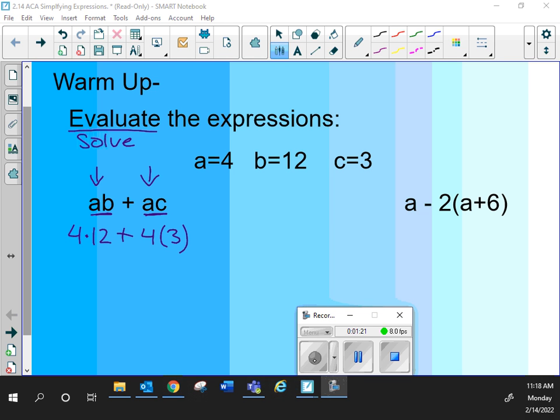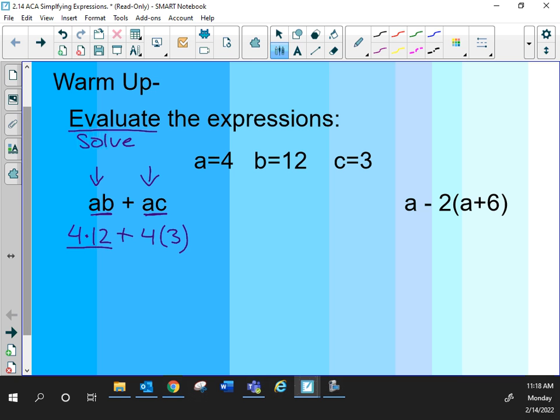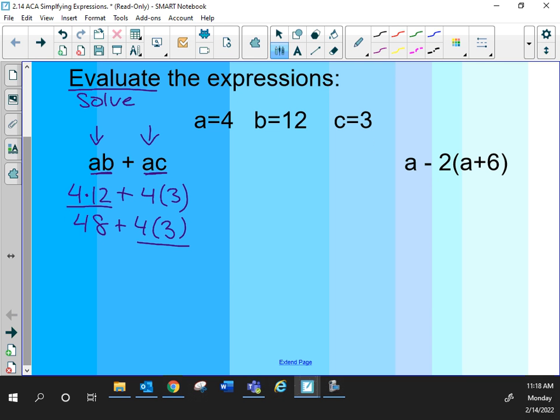All right, order of operations is always there. We just forget it sometimes. So in this first problem, what do I do first? Multiply. 4 times 12 is 48, plus 4 times 3. Am I done with my multiplication? No. So I need to do 4 times 3, which is 12, and 48 plus 12 is equal to 60. I think there were some math errors on that. Maybe people do get in their head when they shouldn't.